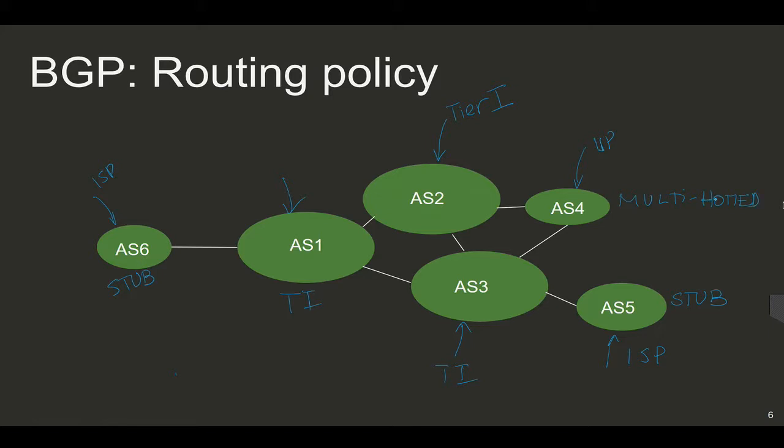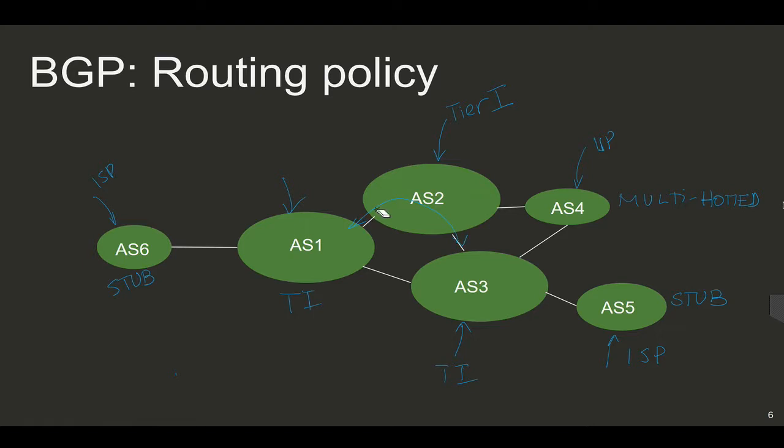And the policies change based on who you are. So for instance, a tier 1 autonomous system might have traffic agreements for routing traffic, let's say from AS3 through AS2 to AS1 to AS6. So AS2 might have an agreement to do that, or might actually not have that agreement.